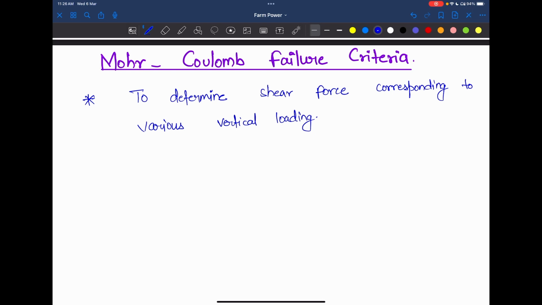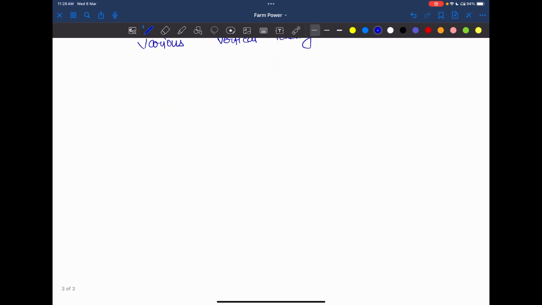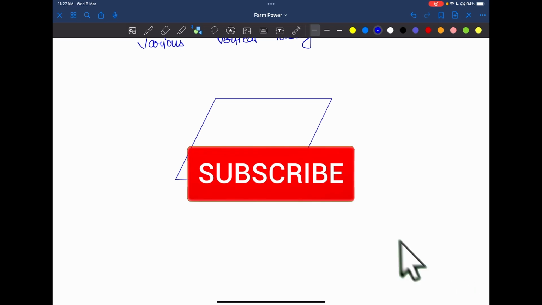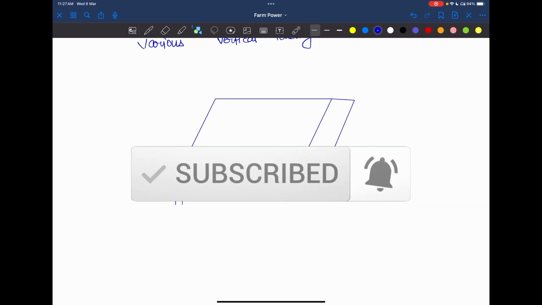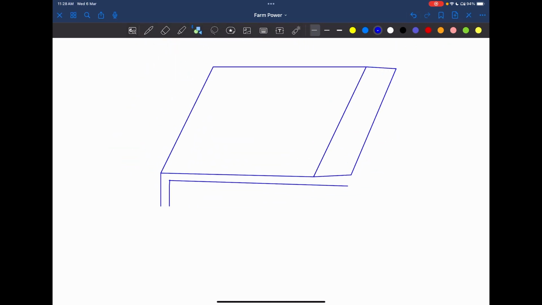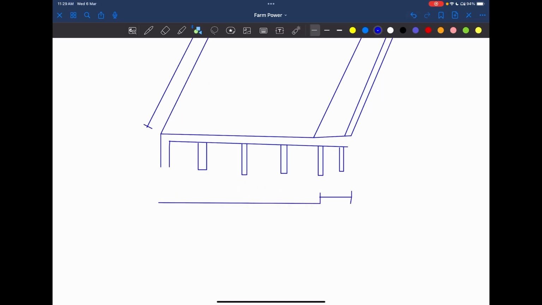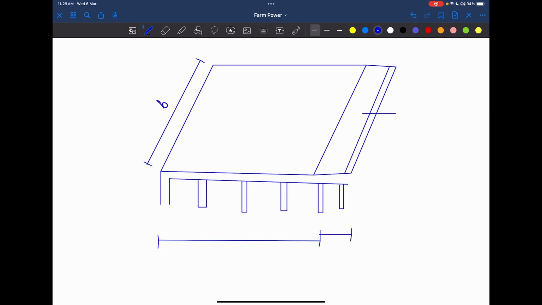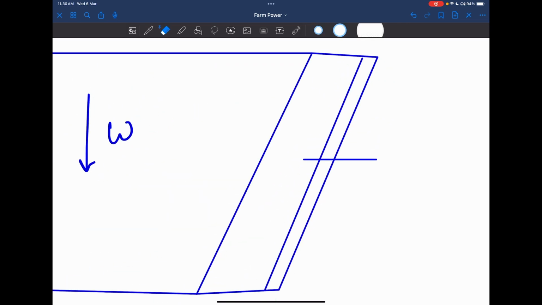It would be better if I just draw a picture. I'm not that good in drawing, but let's see. If this is B and there is load W, wait, let me make it bigger.